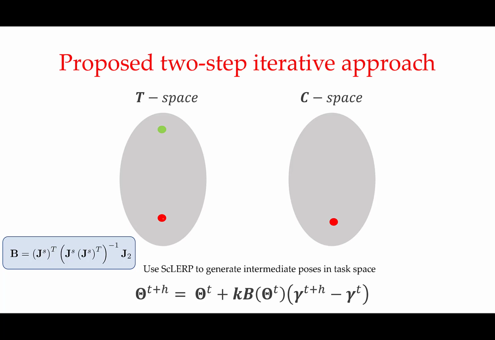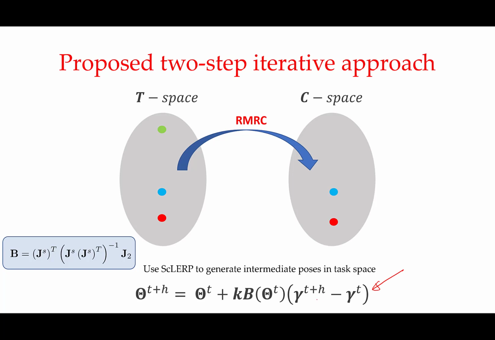The starting pose in the task space is shown by the red dot here, and the starting pose in the joint space is shown by the red dot here. The green dot here shows the goal pose in the task space. In the first step, we do screw linear interpolation to generate the blue dot. The corresponding joint space configuration is generated by resolved motion rate control.